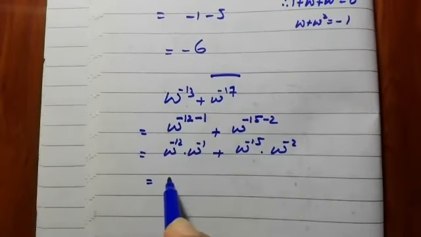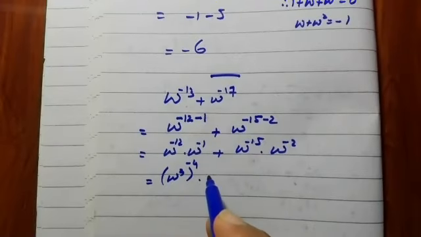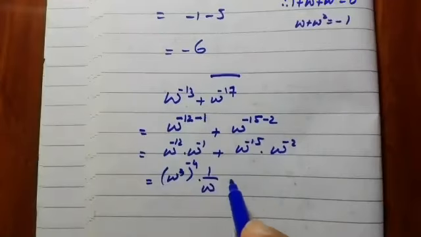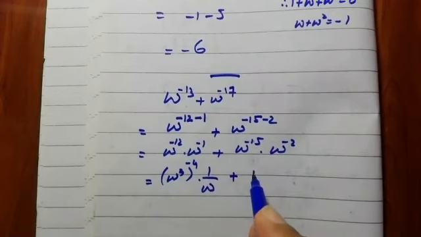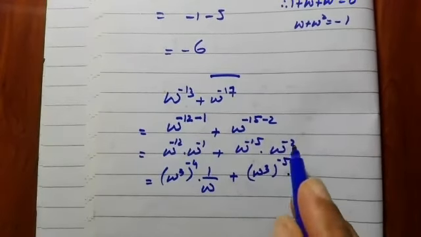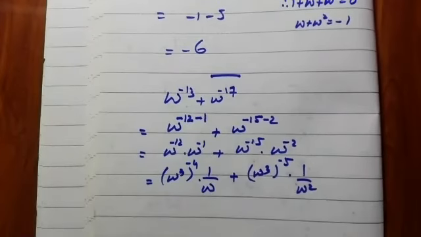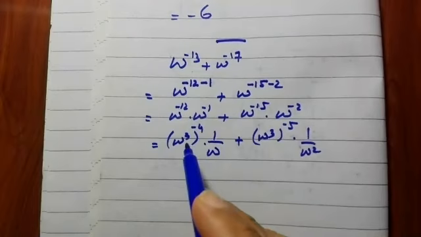And then in the next step, what I would like to do is write it as omega 3 raised to power minus 4. I am breaking it in multiples of omega 3, and keep this omega, shift it into the denominator. It will become 1 over omega. Similarly, omega raised to power minus 15 will be written as omega 3 raised to power minus 5, and 1 over omega square will be written like this.